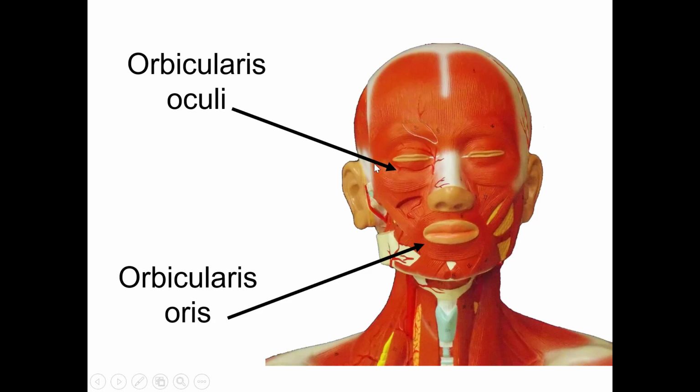So the orbicularis oculi will close the eye. This is involved in winking and blinking. The orbicularis oris will cause the lips to purse. This is the muscle you use in kissing.